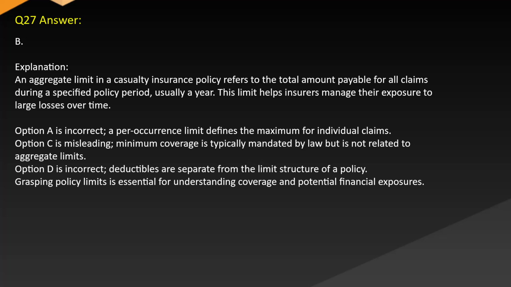Option A is incorrect. A per occurrence limit defines the maximum for individual claims. Option C is misleading. A minimum coverage is typically mandated by law but is not related to aggregate limits. Option D is incorrect. Deductibles are separate from the limit structure of a policy. Grasping policy limits is essential for understanding coverage and potential financial exposures.